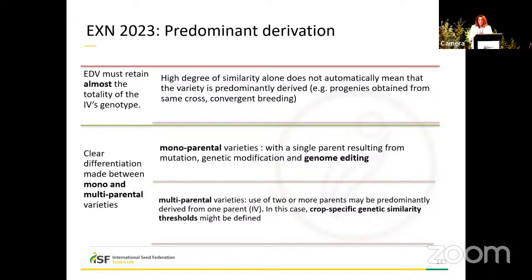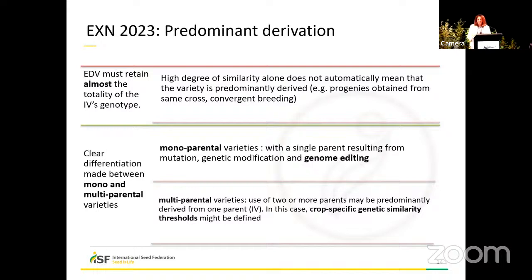We have the second element of multi-parental variety. So of course, then you have to use one or two parents, and they can be derived from non-parent. In these cases, a crop-specific genetic similarity threshold might be defined. ISF has worked also on some crops to define genetic similarity thresholds, and this will be worked on to improve.